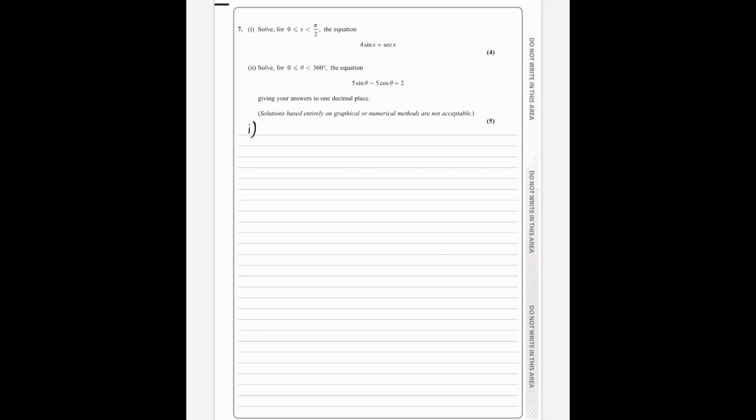Okay, question 7, part I wants us to solve a trig equation in the range of 0 to pi over 2. And it's for sine x equals sec x. We know sec x is 1 over cos x. So replacing sec x with 1 over cos x, I'm going to multiply both sides by cos x. I'm going to sneakily split a 2 off at the front because it gives us the clear identity 2 sine x cos x there, which we can replace with 2 sine 2x equals 1. Divide by 2, and we get sine of 2x is equal to a half.